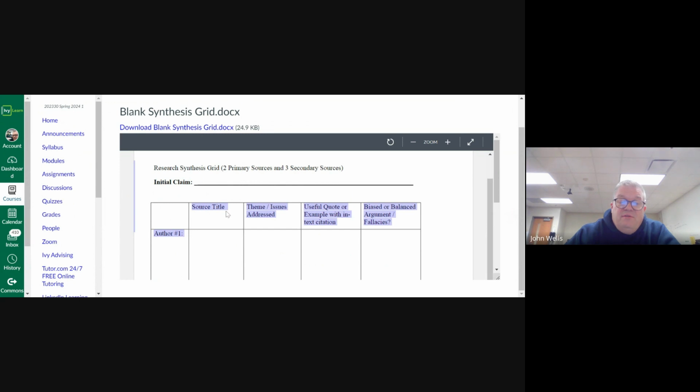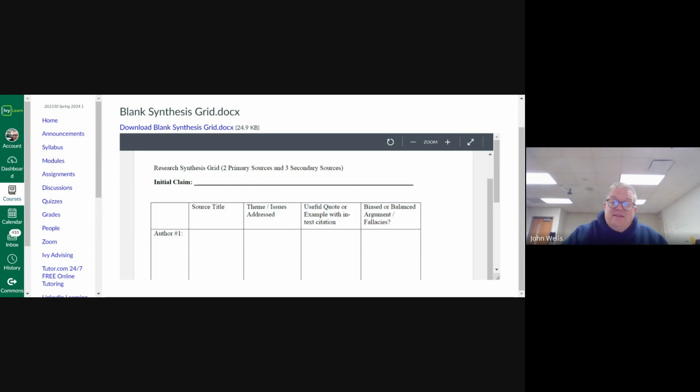What was the title of that work? What was the theme or issue addressed? What was the thing that they were specifically looking at, right? Then you're going to pull that really useful quote, like, here's an example, or here's something from the text that really stands out. If I had to boil this down to one instance in the text, this is it, right?